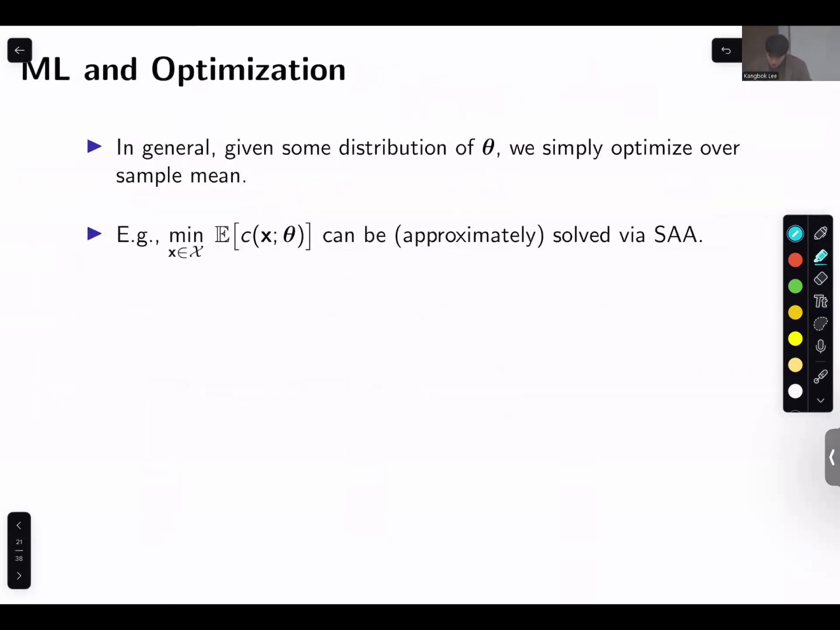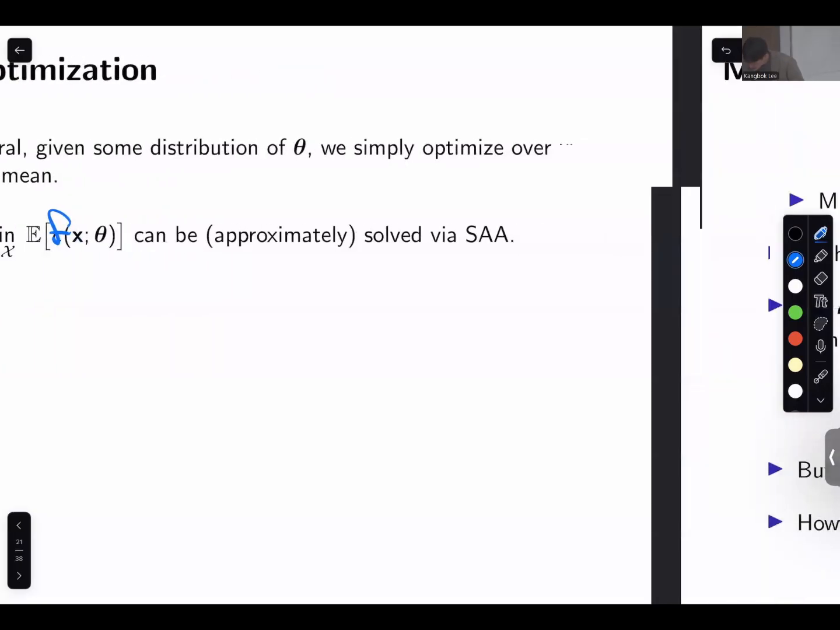Now, in general, given some distribution of data, we simply optimize over the sample mean. You saw this, right? For example, you minimize the expected value of F. Okay, solving SAA. What is SAA? Sample average approximation. You already have this in the earlier slide, so I have to write it.